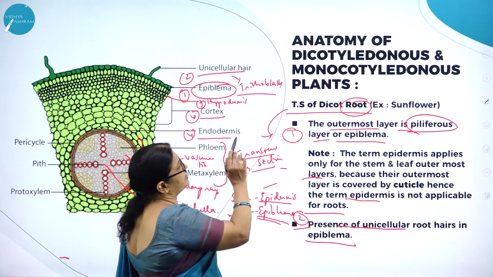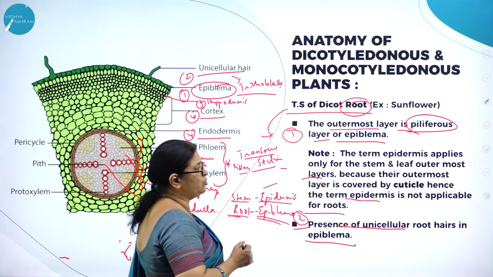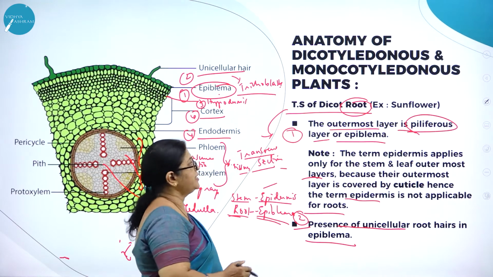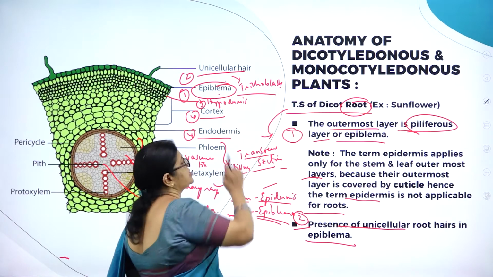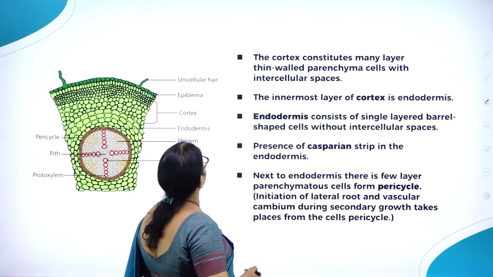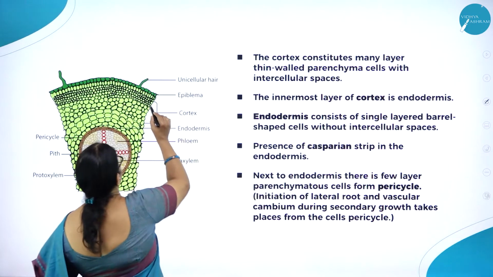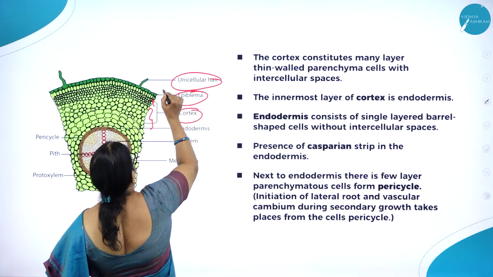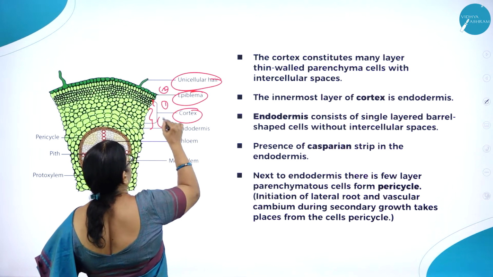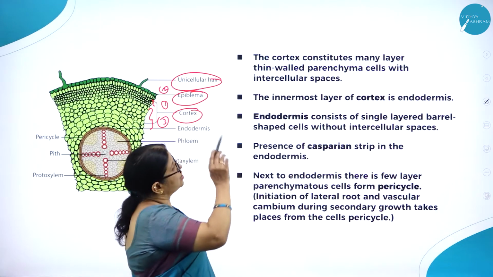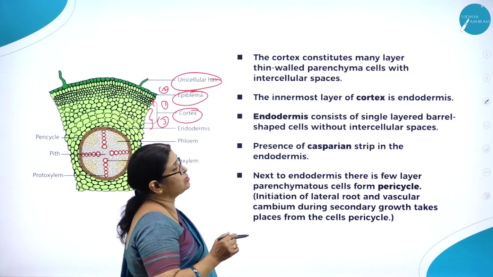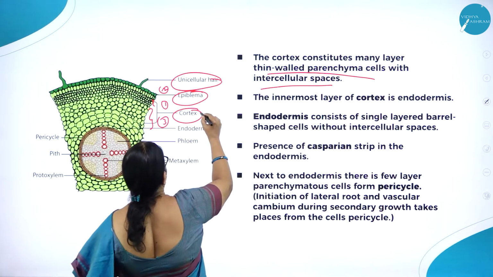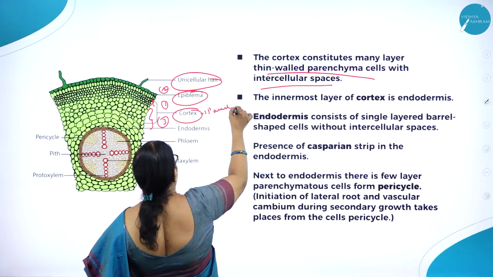So, in the anatomy of a dicot root, the outermost layer is epiblema, right? And the epiblema will give rise to unicellular extensions called root hairs. Then the cortex. This is the epiblema, and this is the third part, the cortex. The cortex constitutes many layers of thin-walled parenchymatous cells with intercellular spaces. So the cortex is made up of what? Parenchymatous cells.